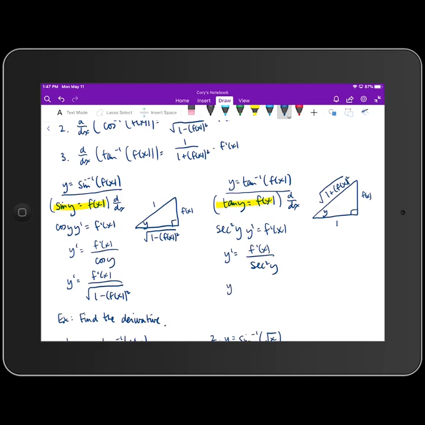Okay, so that makes y prime then equal to f prime of x over the secant squared of y. Secant is going to be hypotenuse over adjacent, which is going to be rad 1 plus f of x squared. But we're not finding the secant of y, we're finding secant squared of y. So the square and the radical cancel one another out. That leaves us with 1 plus f of x quantity squared. Okay, and that's how we come up with the derivatives of those inverse trig functions.